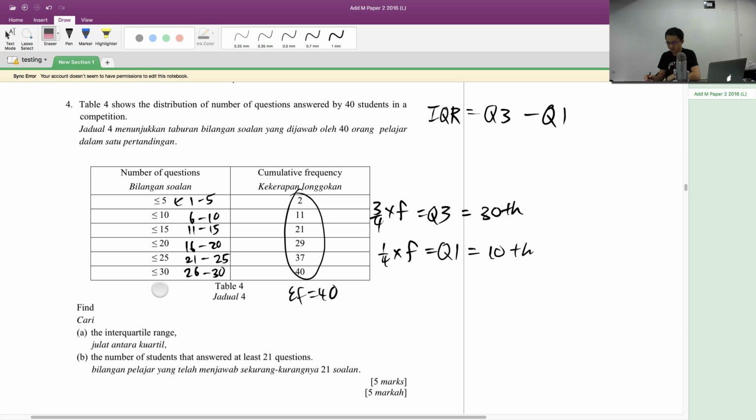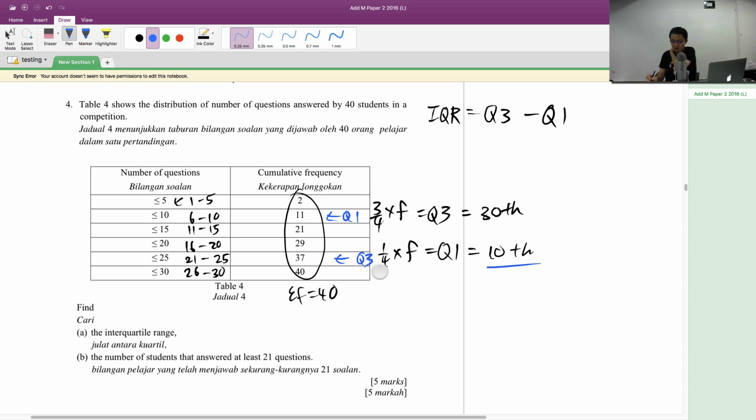Alright, so if you understand this one, so the frequency 30, you should know which quartile class it falls in. So the frequency 30 basically falls into this class. This one is the third quartile. And for Q1, the frequency is 10, so 10 should be here. This one should be Q1. Alright, so do you understand how to read the frequency?